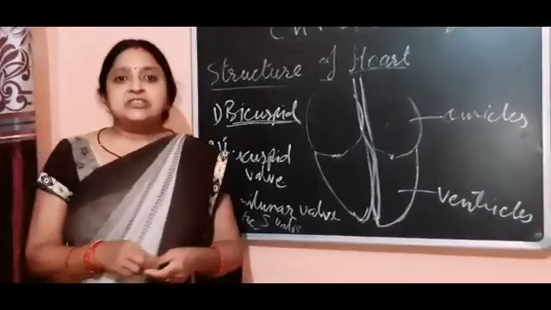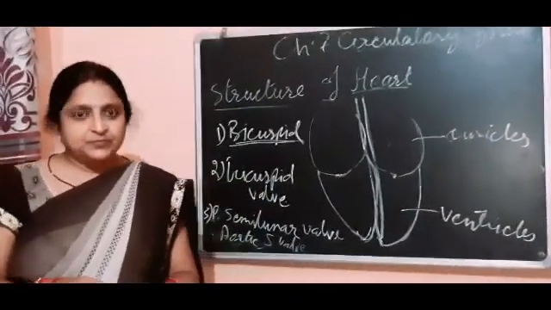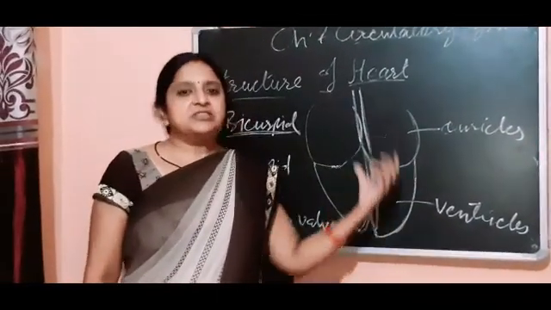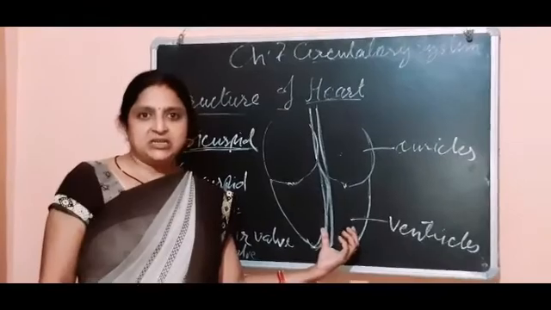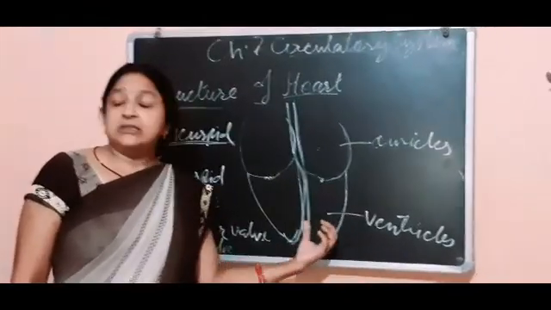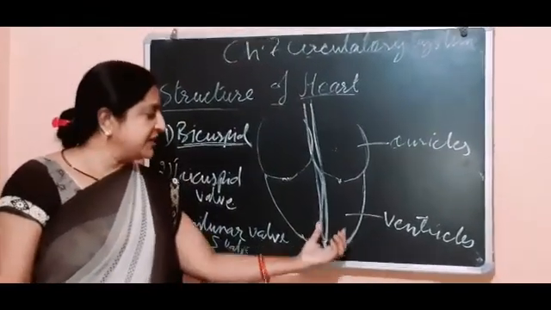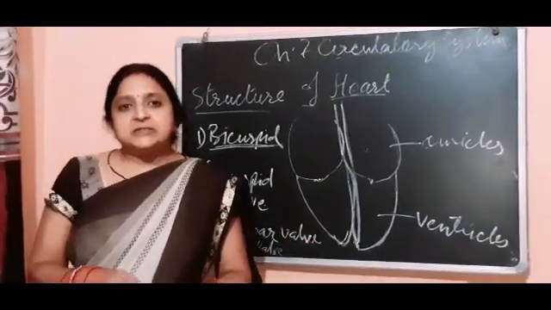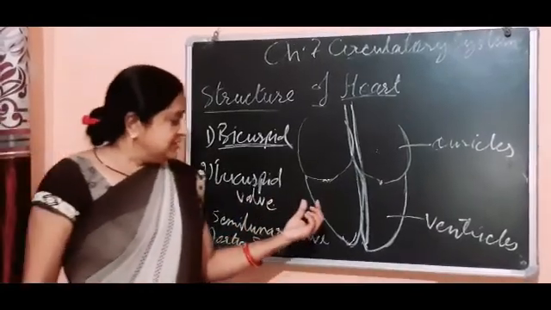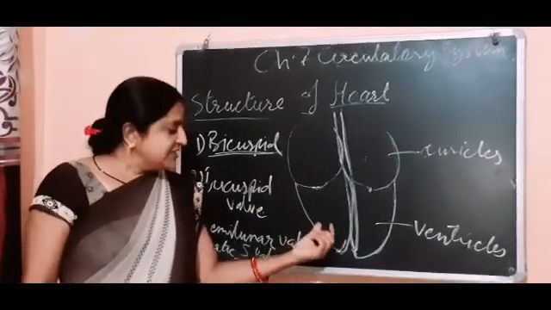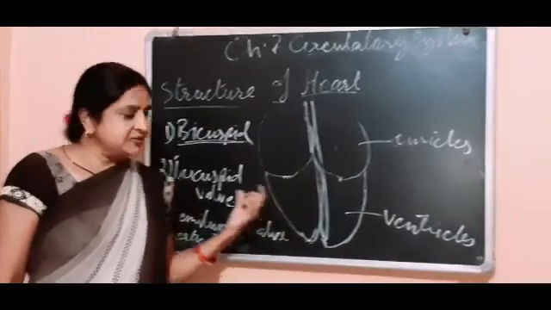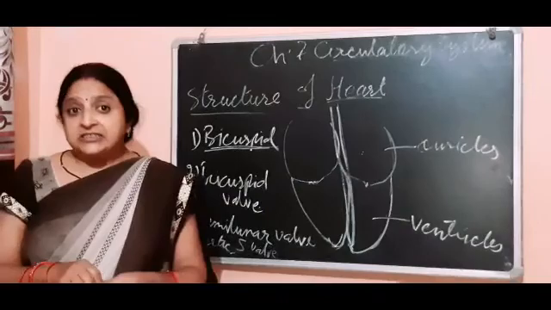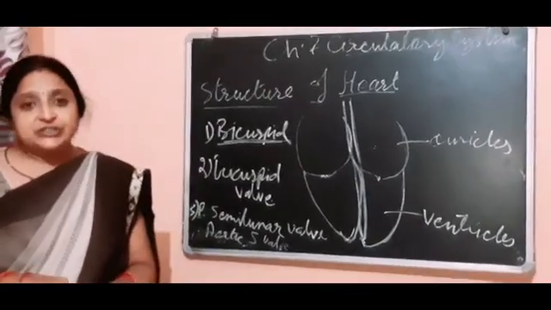Now the vessels which are leaving the heart. The first is the aorta. The aorta collects the blood from the left ventricle and distributes it throughout the body. Second is the pulmonary artery. It takes the blood from the right ventricle and pours it into the lungs for oxygenation.